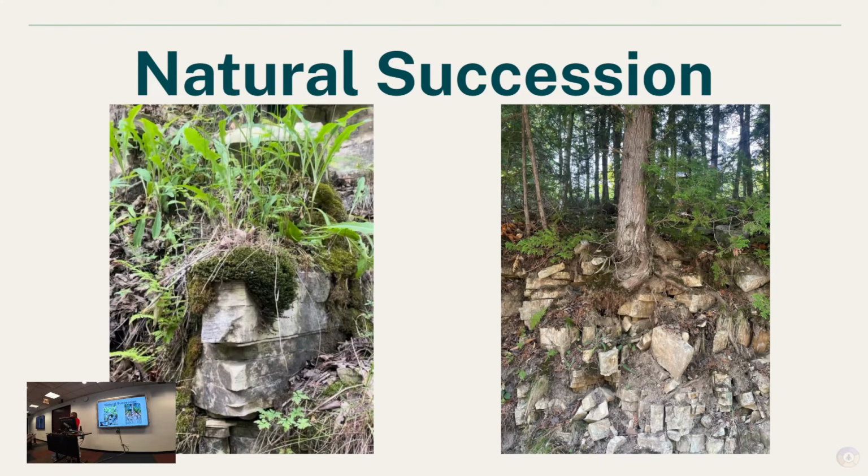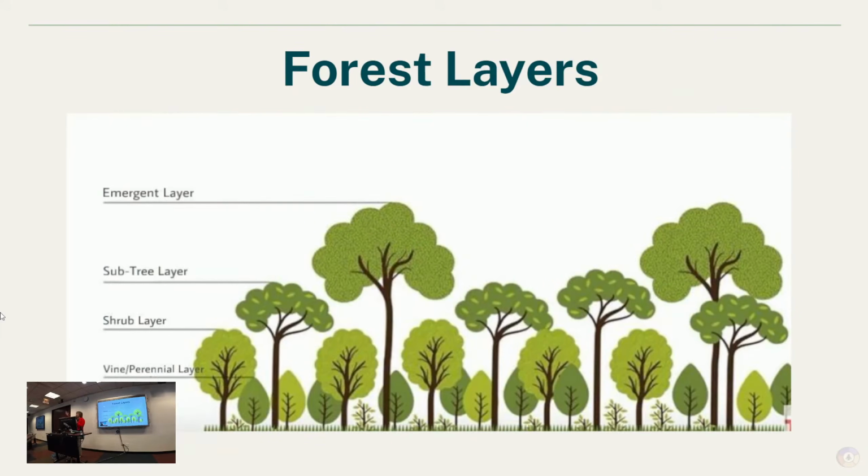So if we were all rock, the coral that you talked about earlier, that's what would happen first. Lichen and moss would start growing there, insects would come, they'd start dying, all of that would start creating the soil that we then grow things in. And so on the right you see a red cedar tree, which is a pioneer species for that area. And then it goes on to create a full natural forest with 4 layers, which would be your emergent canopy layer, your sub-canopy layer, a shrub layer, and a vine or perennial layer.